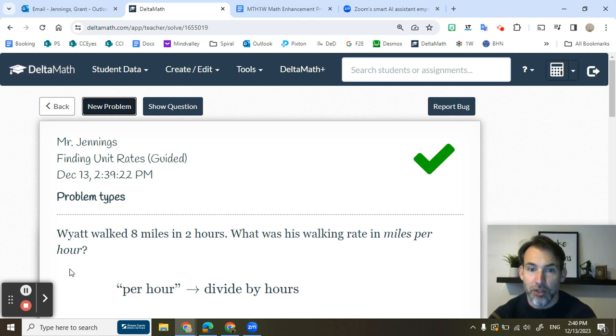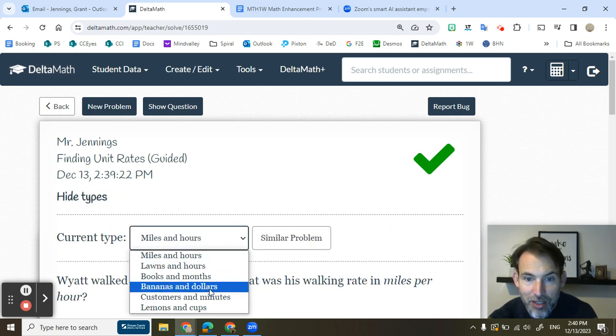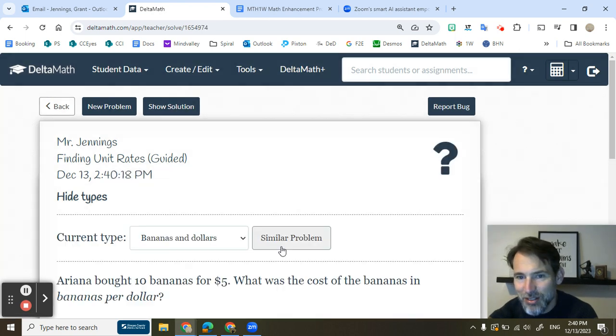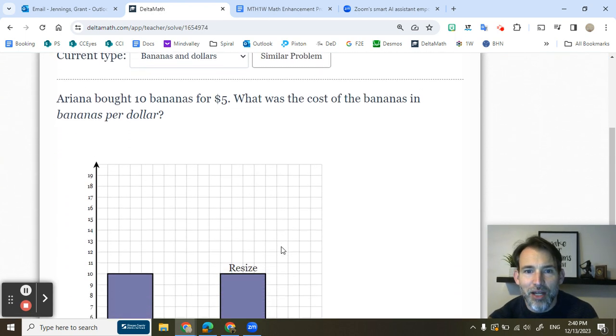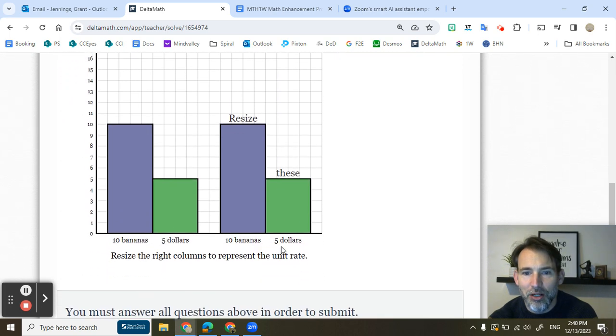You're going to see we do this a lot in some other things that are coming up. So we got miles and hours, lawns and hours, books and months. Let's do bananas and dollars. Bananas and dollars sounds fun. Ariana bought 10 bananas for $5. What's the cost of bananas in bananas per dollar?